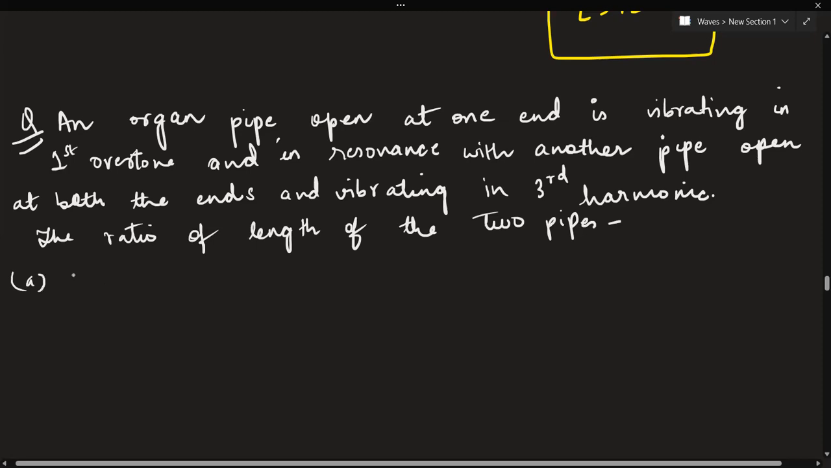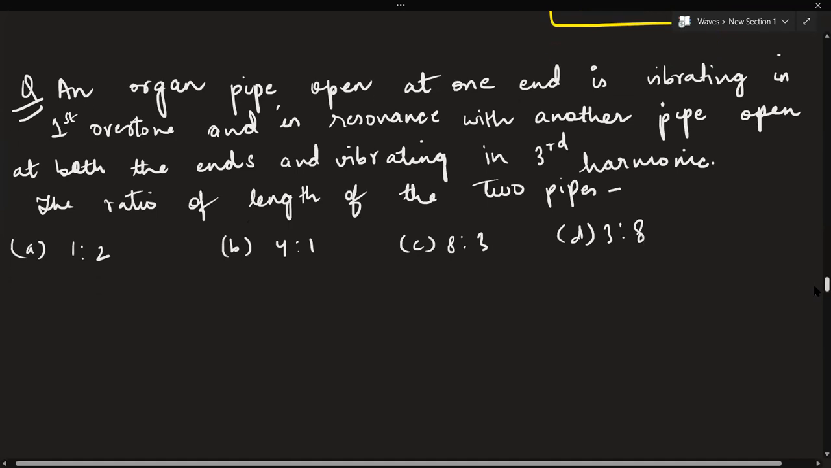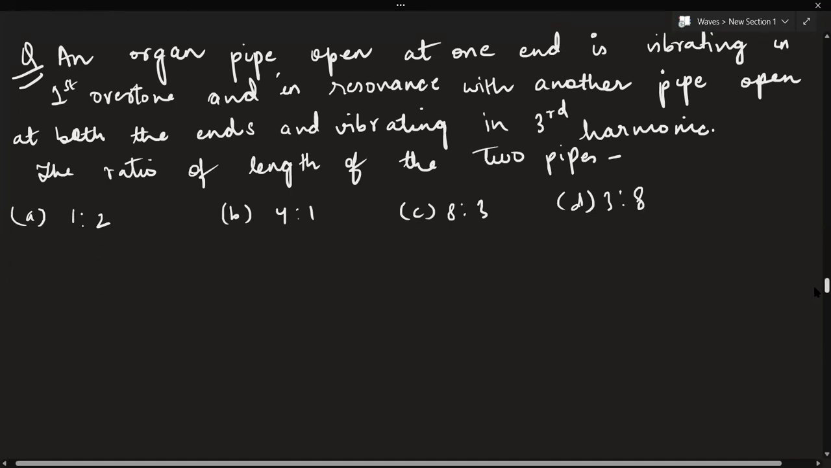See, if I give you the options, A is 1:2, B is 4:1, C is 8:3, D is 3:8. This is the question. So see, what does it say? It says an organ pipe that is open at one end is vibrating in first overtone. So if it is open at one end, what kind of organ pipe is this? Closed organ pipe, yes.